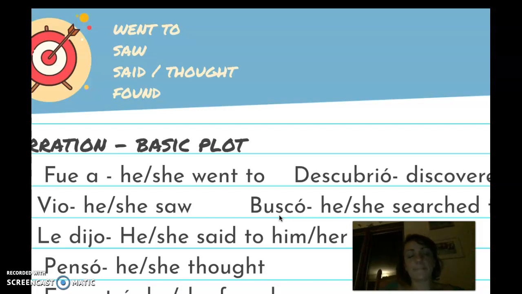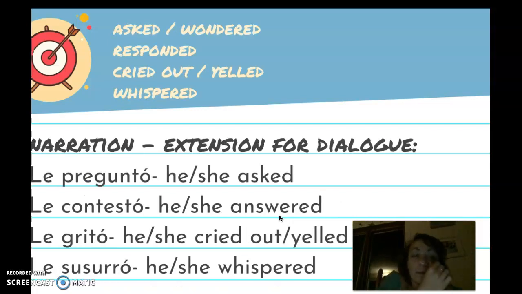So, okay. This is the plot. This is the part of the story that's happening. This is an option to extend your dialogue. Really make your dialogue beefy. It's fun. Dialogue's fun. He asked, answered, shouted, whispered. Again, chicken.